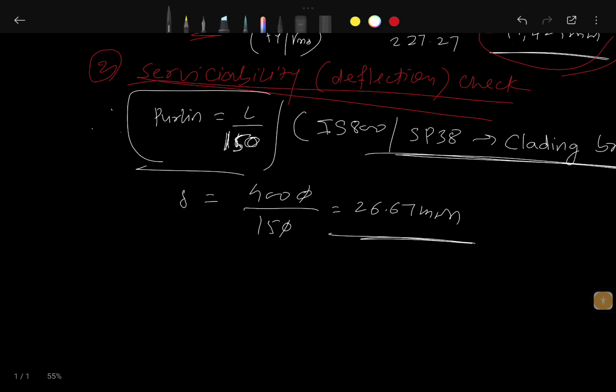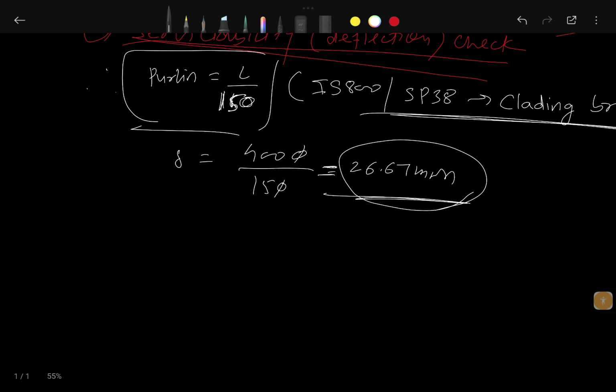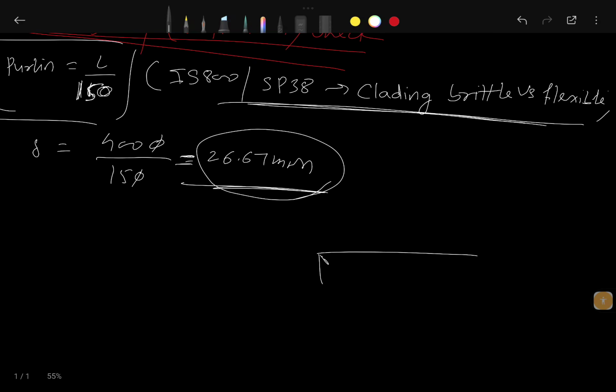This is a maximum limit. If any deflection value comes below this, then that section is safe. Otherwise, that section will be revised. Suppose a simply supported beam with uniformly distributed load. Generally, we consider this type of beam, simply supported beam with UDL. Here, the W per meter load will come.